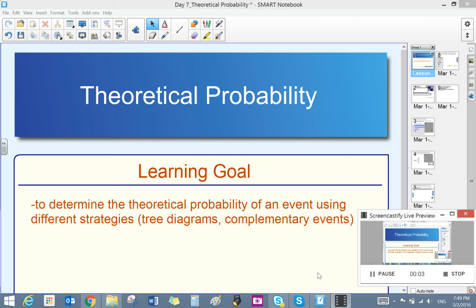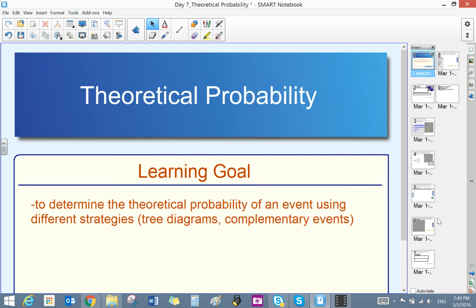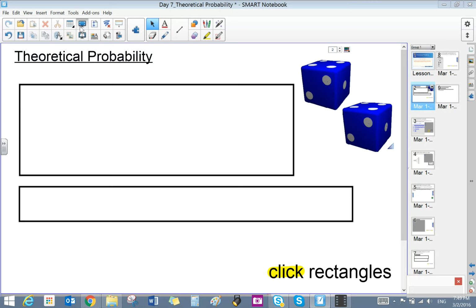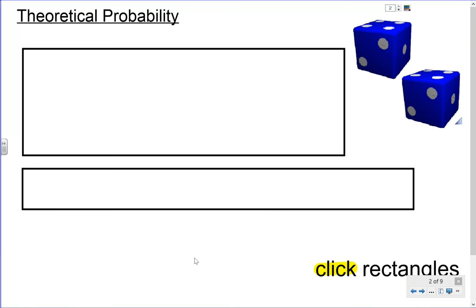Hey everybody, and welcome to this screencast on theoretical probability. So the goal of this particular video is to help you determine the theoretical probability of any event using different strategies. You'll use some mental reasoning, you'll see tree diagrams, as well as something that might be new called complementary events. So let's have a look at a definition for theoretical probability.